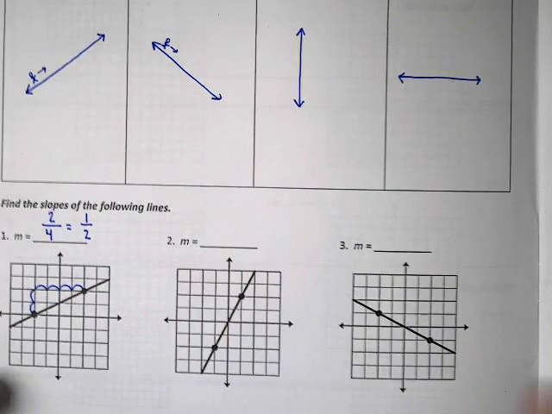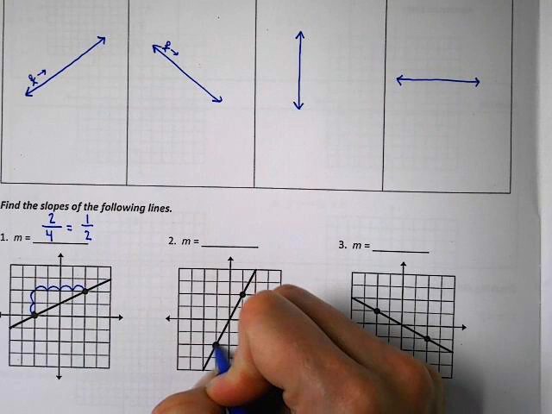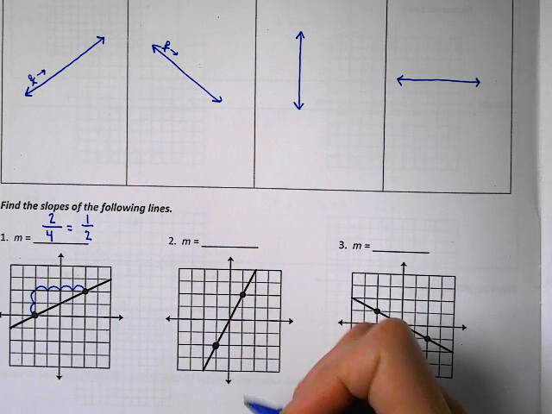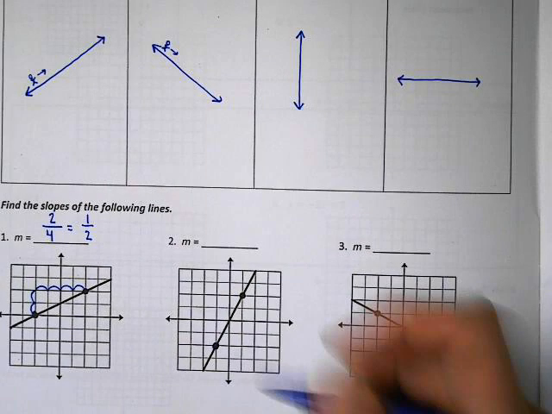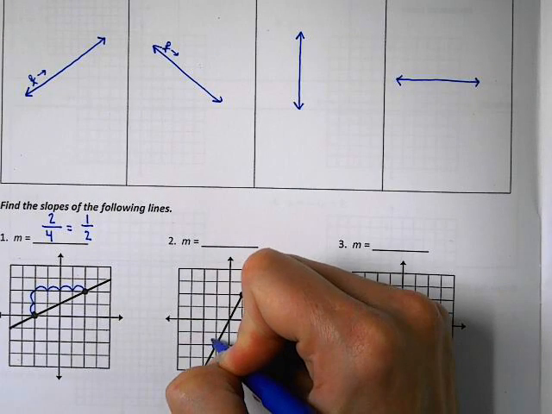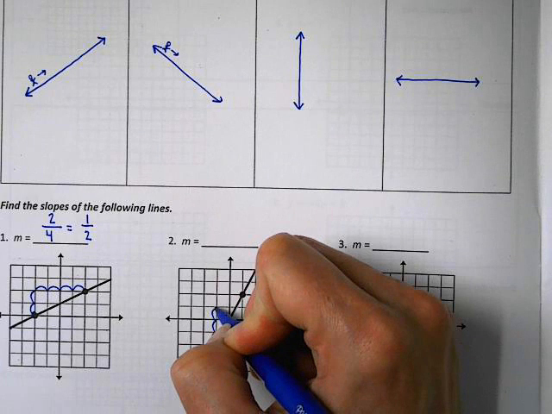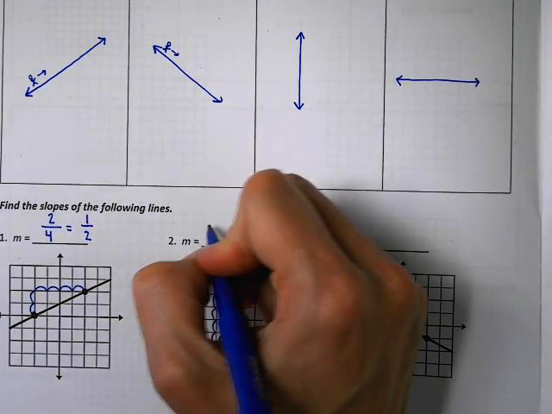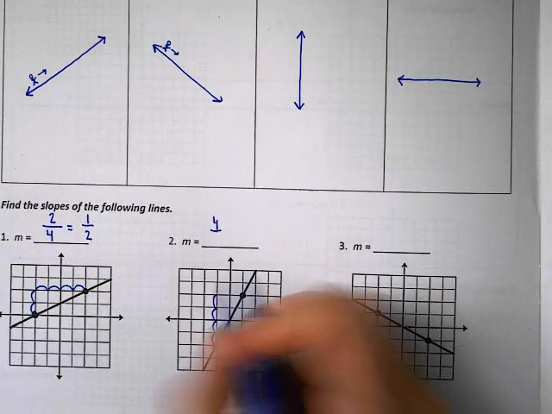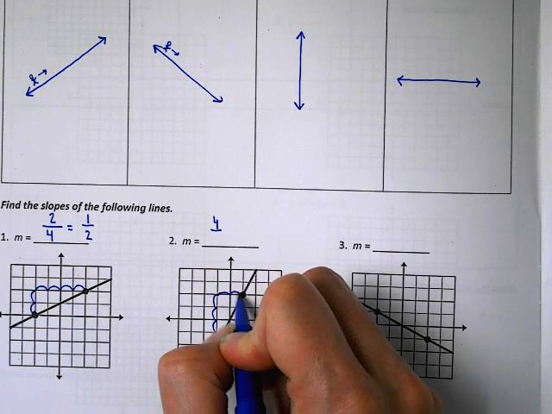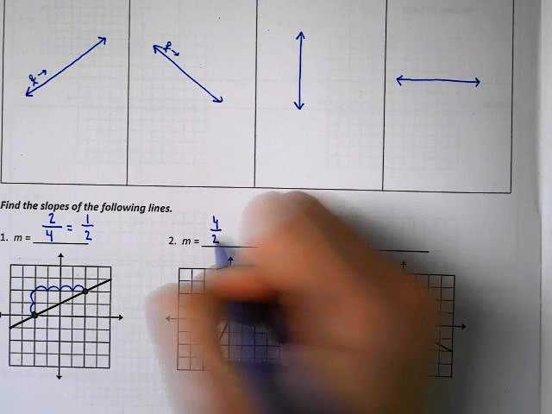All right, number 2, same thing. I'm going to start down here. That's my furthest left point. First, I figure out my rise, so I count 1, 2, 3, 4. My rise is a +4. Then I go 2 to the right, so my run is a +2.